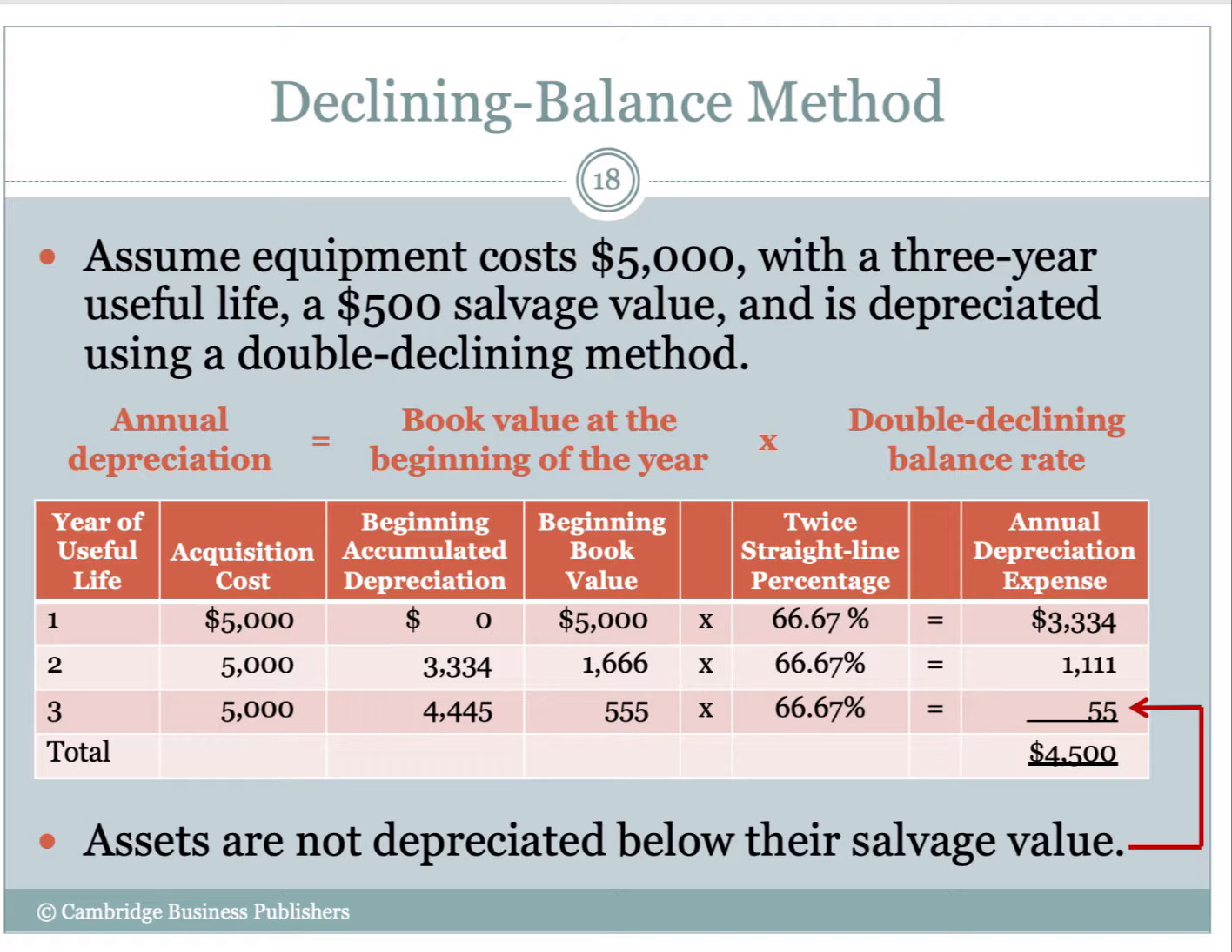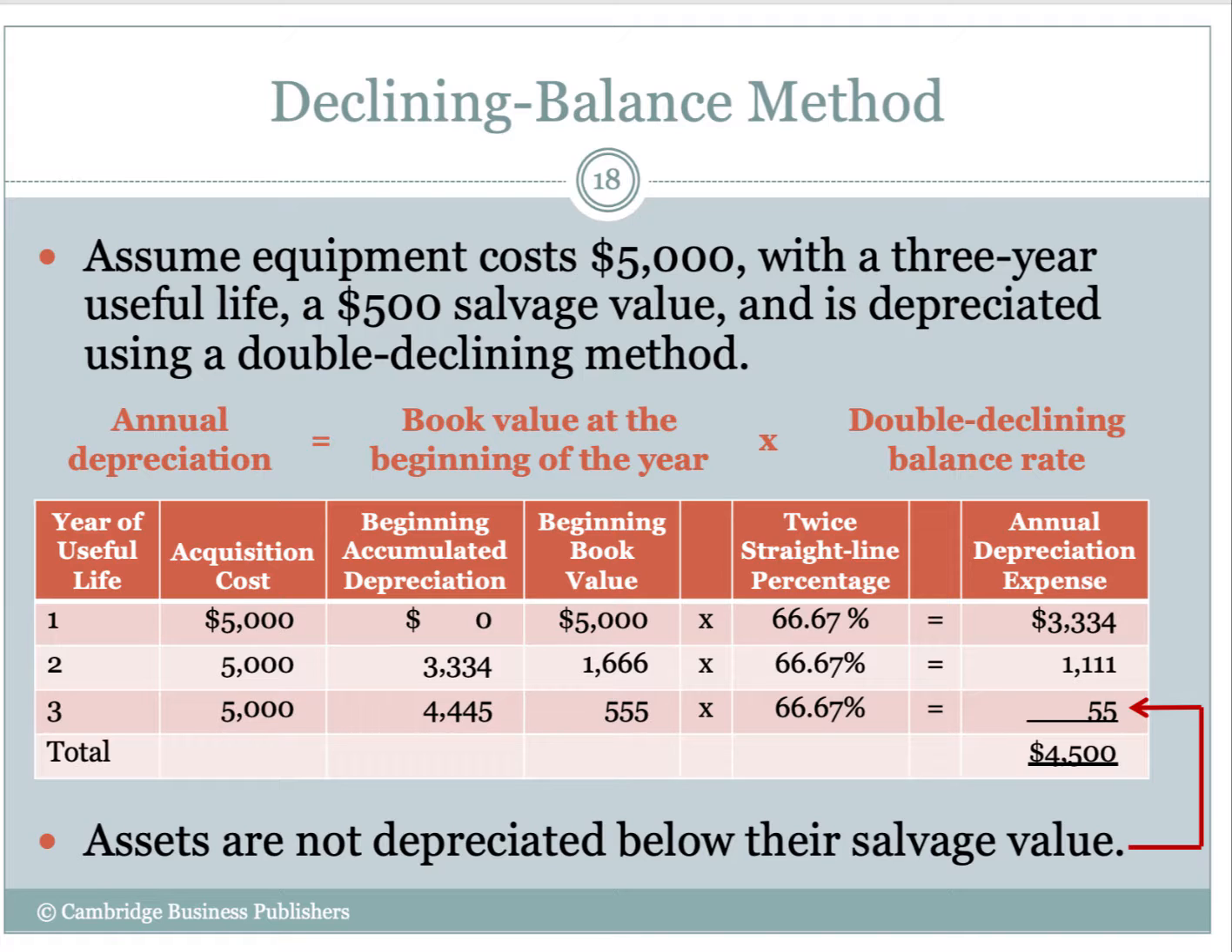So we're going to multiply the 5,000 times the 66.67. We end up with an annual depreciation expense of $3,334, okay? Now, we're starting year 2. What's our beginning accumulated depreciation balance? It is $3,334.